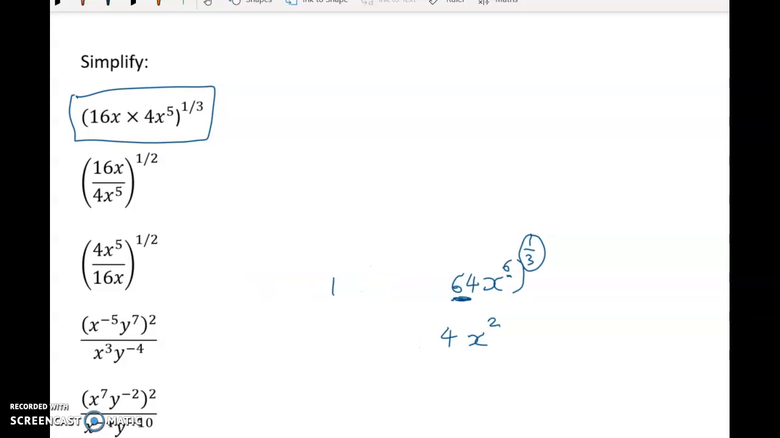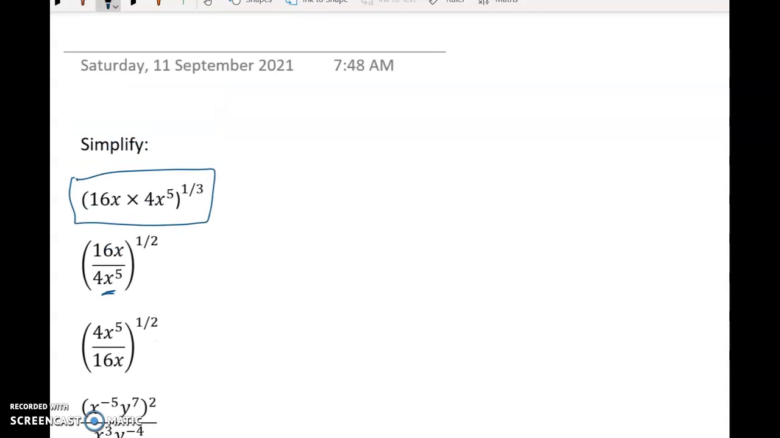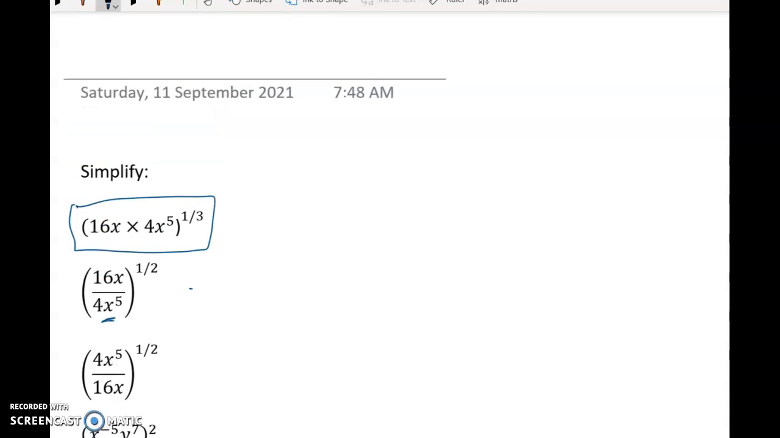Right, let's look at the next one. So here we've got a fraction. We're going to have to think about where we end up having the x's sitting in that fraction. So cleaning this up, we get 4, and then we've got x to the power of invisible 1 over x to the power of 5. So we end up with x to the power of 4 down here.